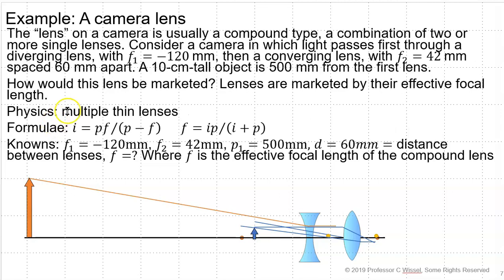Now, the physics of this is multiple thin lenses. And the formula is I equals PF divided by P minus F, or F equals IP divided by I plus P. Now, these are 2 formulas that you can copy in your notes, and you won't have to rederive them.